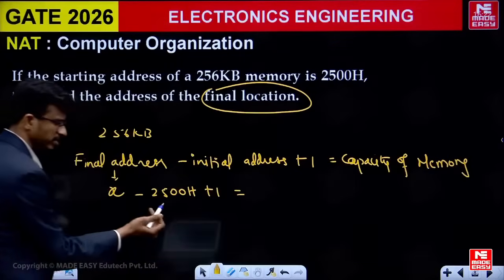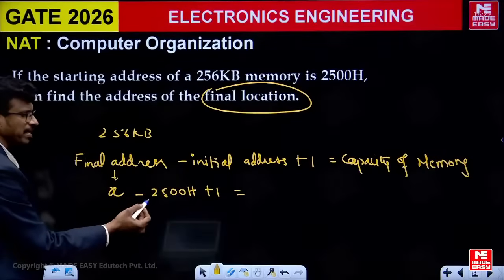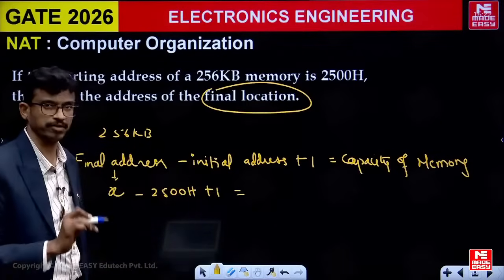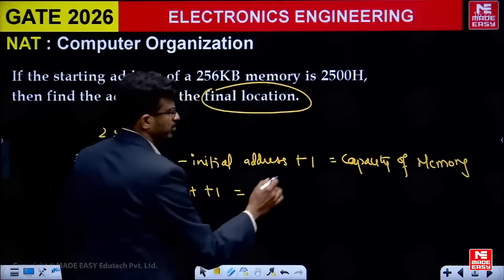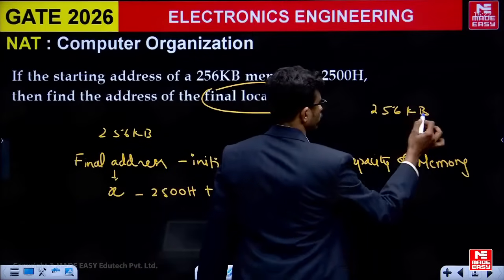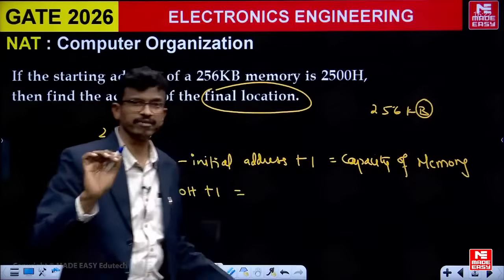So if I observe here, it is very simple. This is in hexadecimal form, so capacity should be written in hexadecimal form. So how do you write this? This capacity of memory is 256 kilobytes, right? So forget about this B. B is already in the form of bytes, right?